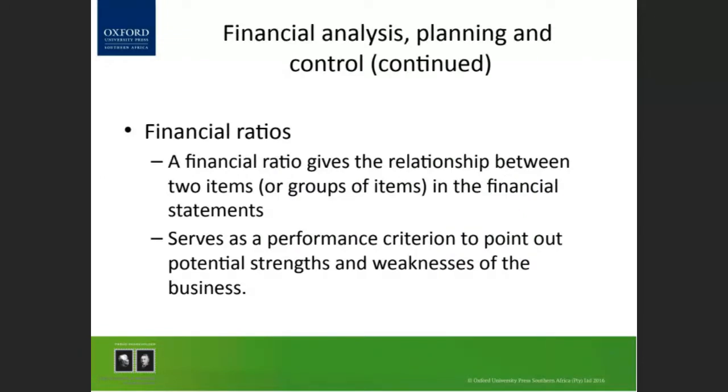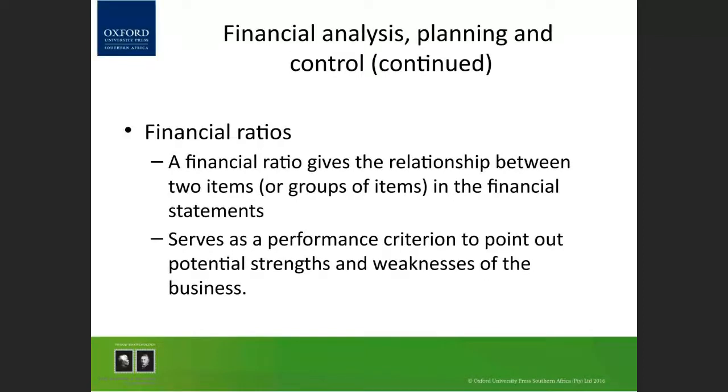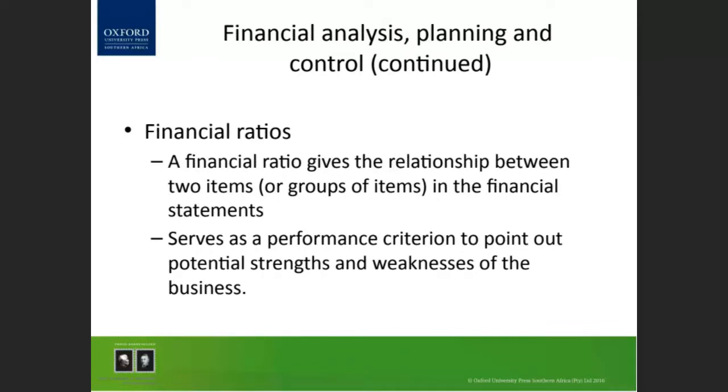Then we also have financial ratios. So a financial ratio gives the relationship between two items or even two groups of items in the financial statements. So you can take items from either the income statement, your balance sheet, then you draw up your financial ratios or you calculate your financial ratios. These serve as performance criterion to point out potential strengths and weaknesses of the business, which you may not pick if you generally look at the financial statements without calculating the ratios.